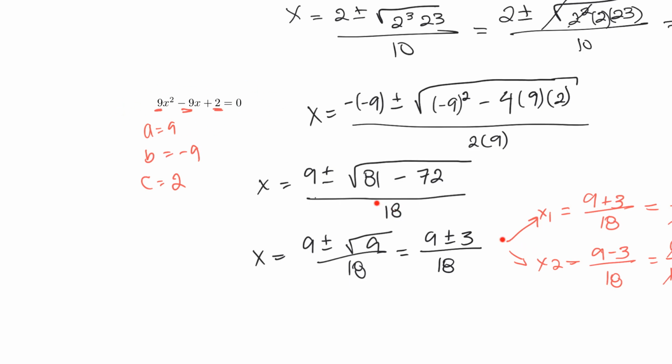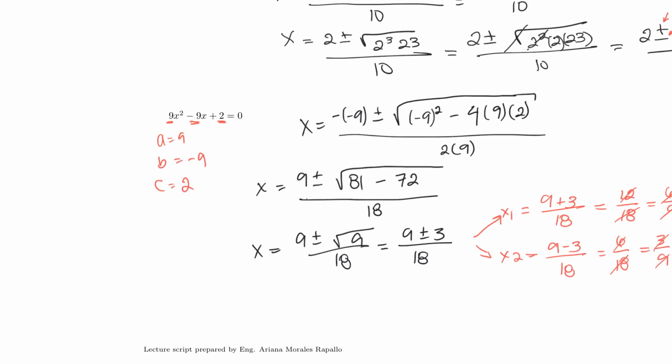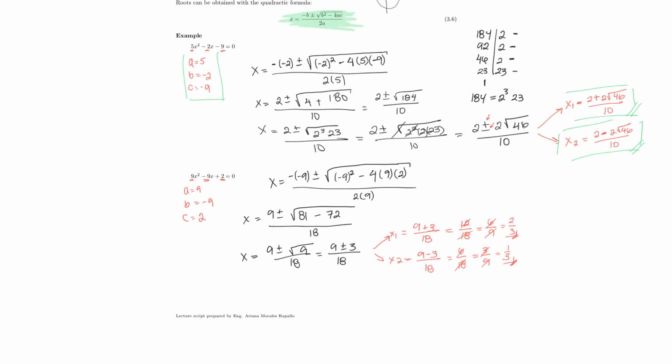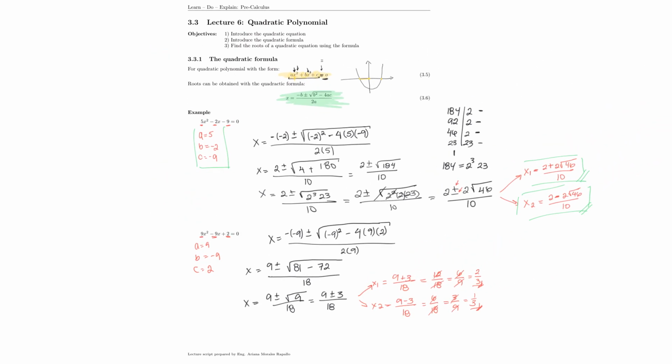Okay, so this is how we use the quadratic formula to obtain the roots of the quadratic equation. Again, with the quadratic formula, we get two solutions with a plus and minus. Okay, and those are the two solutions of x squared.